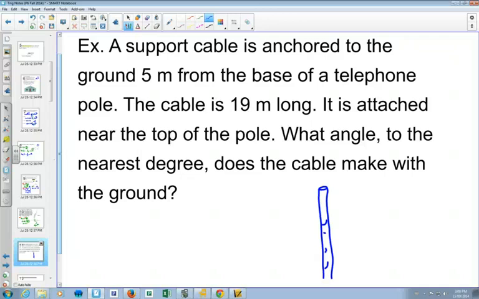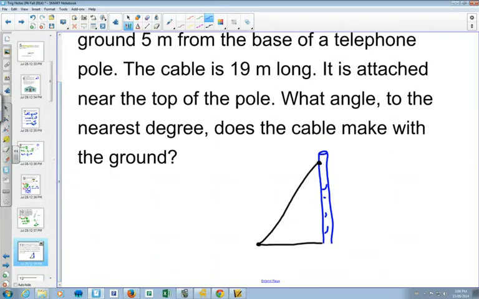We've got a cable. I'm going to draw the cable in black. It's attached right here. Goes down to the ground. And it is 5 meters from the base, so this would be 5. And the cable itself is 19 meters long, so where would I draw that? Right there in the hypotenuse.